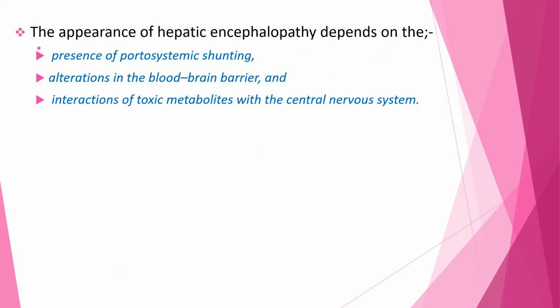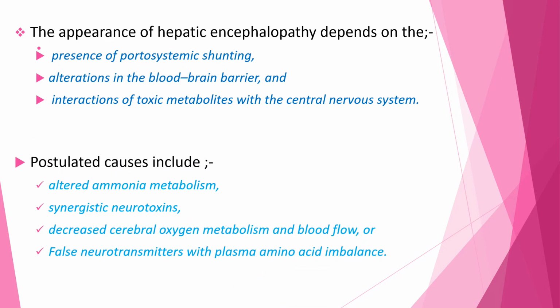The appearance of hepatic encephalopathy depends on presence of portosystemic shunting, alteration in the blood-brain barrier, and interaction of toxic metabolites within the central nervous system. Postulated causes include altered ammonia metabolism, synergistic neurotoxins, decreased cerebral oxygen metabolism and blood flow, false neurotransmitters with plasma amino acids imbalance.